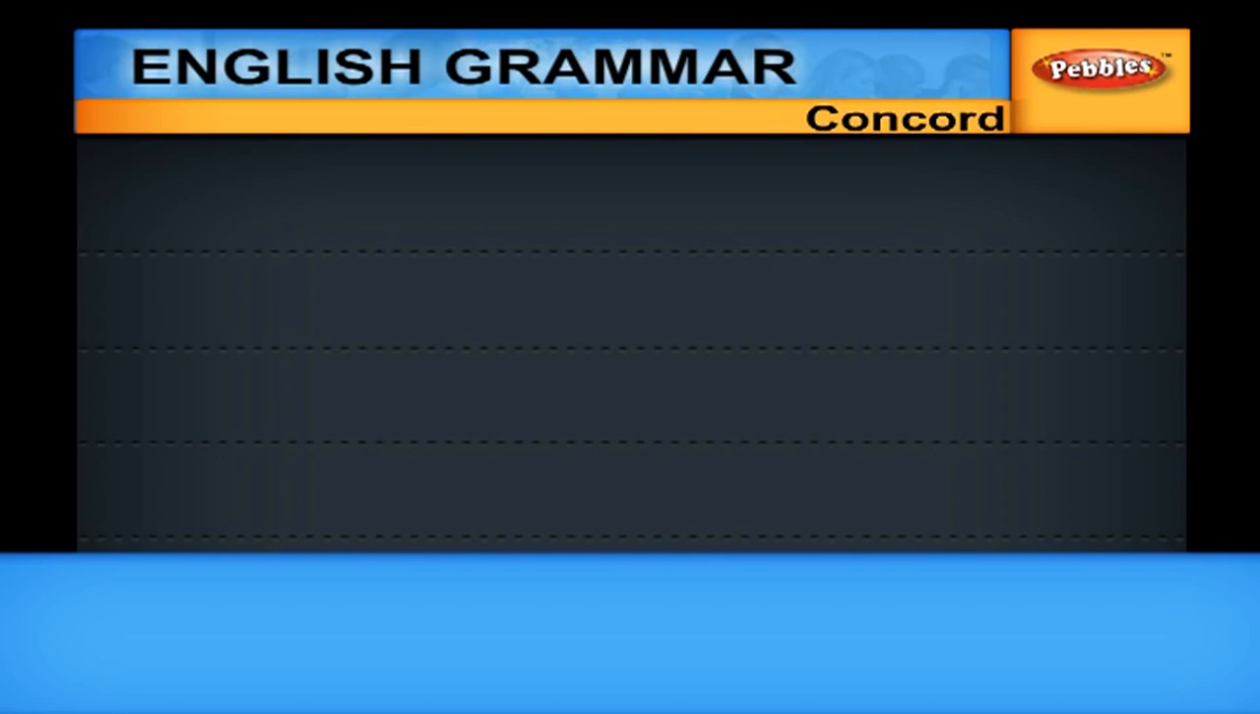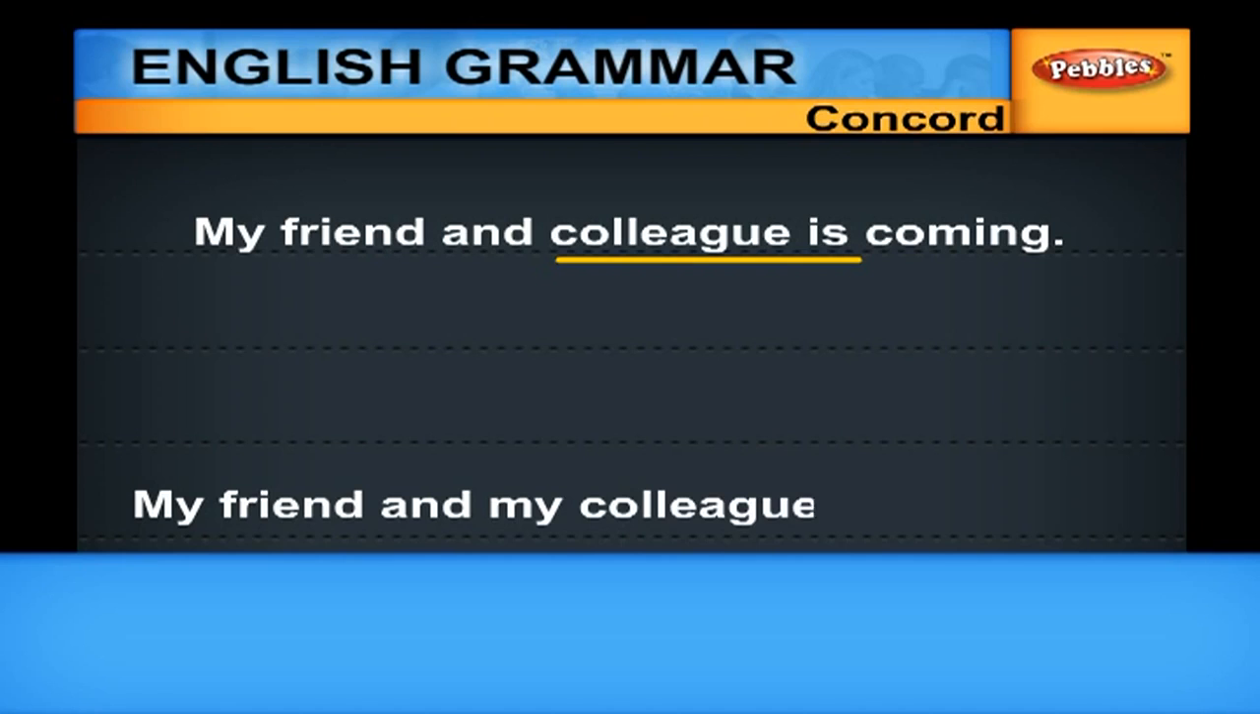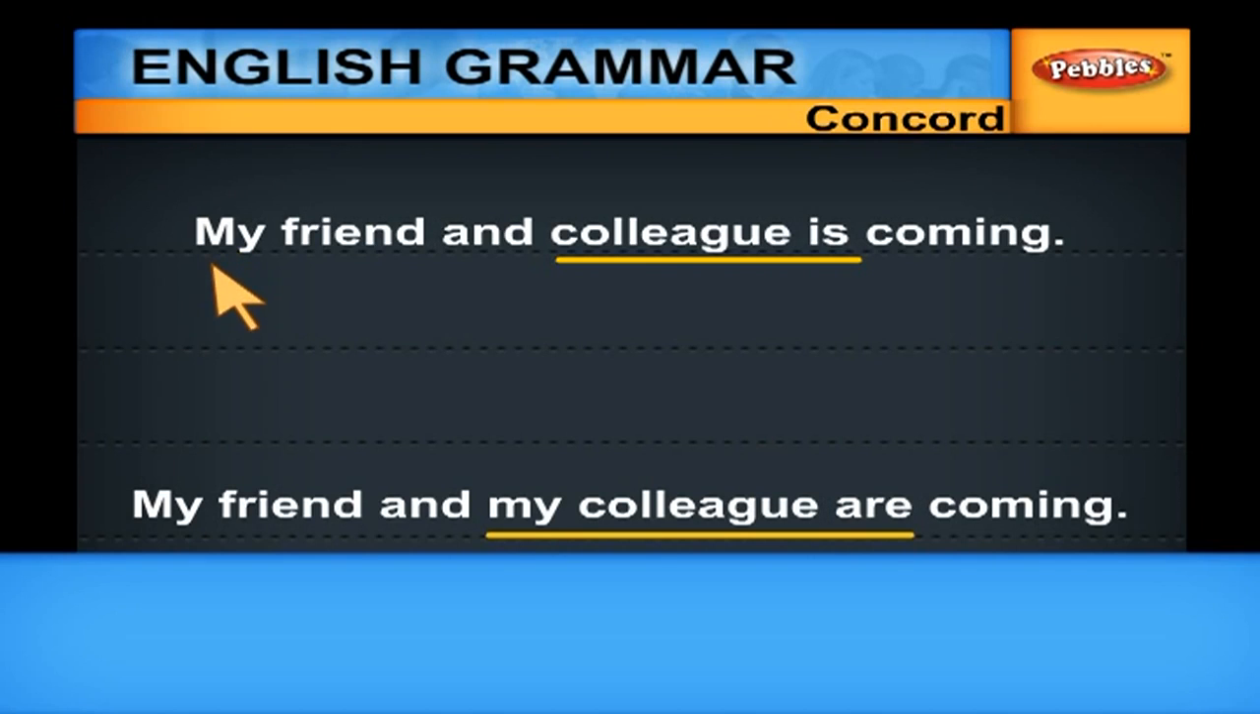Look at these two sentences. My friend and colleague is coming. My friend and my colleague are coming. Can you see a marked difference? Yes. In the first instance, my friend and colleague are the same person, so we are using singular verb is. In the second one, my friend and my colleague are two different persons, so we have to use a plural verb are.